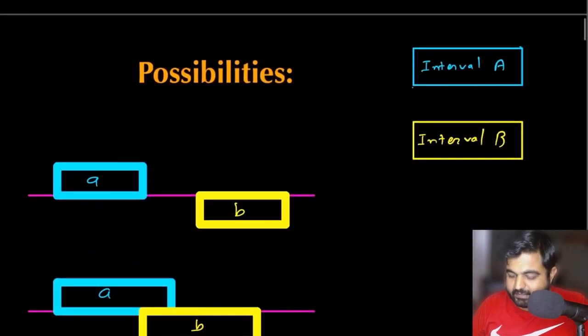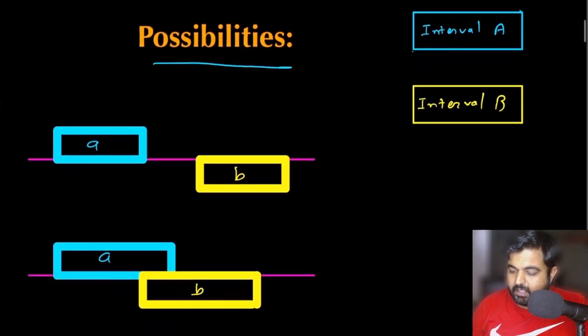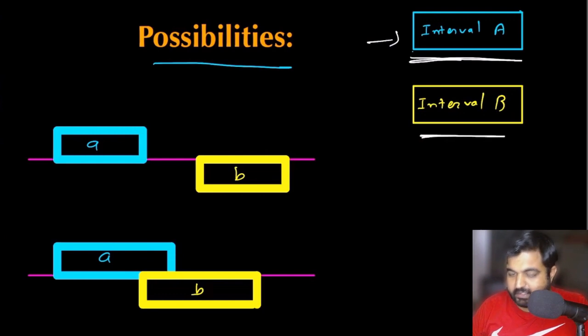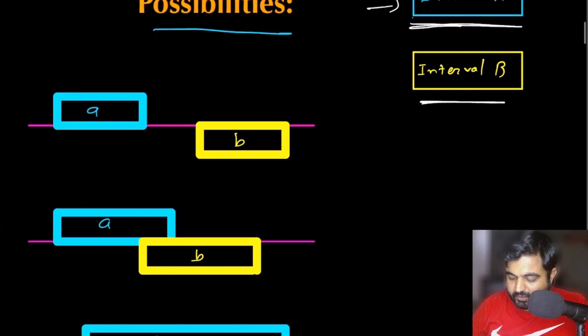So first, let's see what the typical possibilities are in any given interval problem. In this example, I'm using the blue one as interval A and the yellow one as interval B. We are going to see, based on this pink time sequence, what the different possibilities are between interval A and interval B, and how we can handle them.